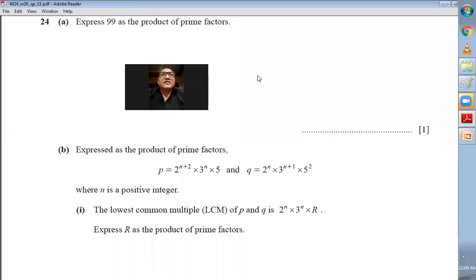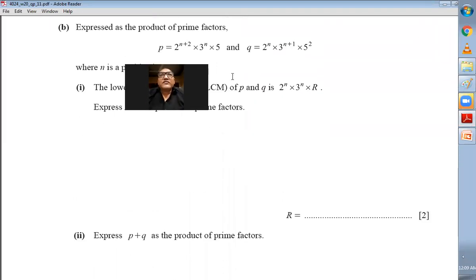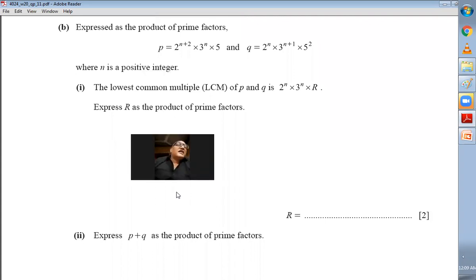Now this is done. This question is a little tricky. P is equal to 2 raised to power n plus 2 into 3 raised to power n into 5. And Q is 2 raised to power n multiplied by 3 raised to power n plus 1 multiplied by 5 square, where n is a positive integer. The lowest common multiple, LCM, of P and Q is 2 raised to power n into 3 raised to power n into R. Express R as the product of prime factors.